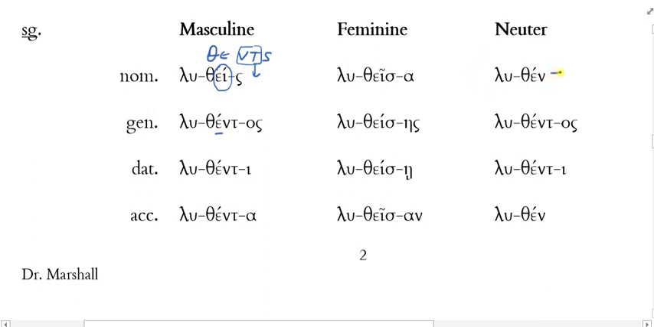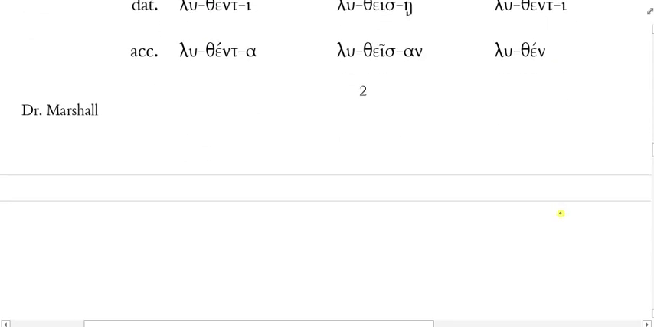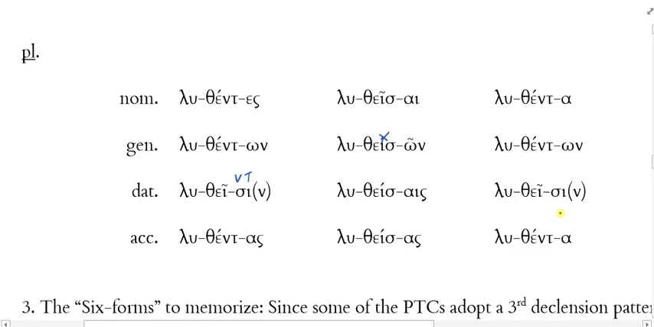And then the neuter forms, luthen. It should have been luthent with no ending, right? And so the tau drops out at the end of the word. So luthen, luthentos, luthenti, luthen. And the plural forms, luthenta, luthenton, luthesi, luthenta. All right.